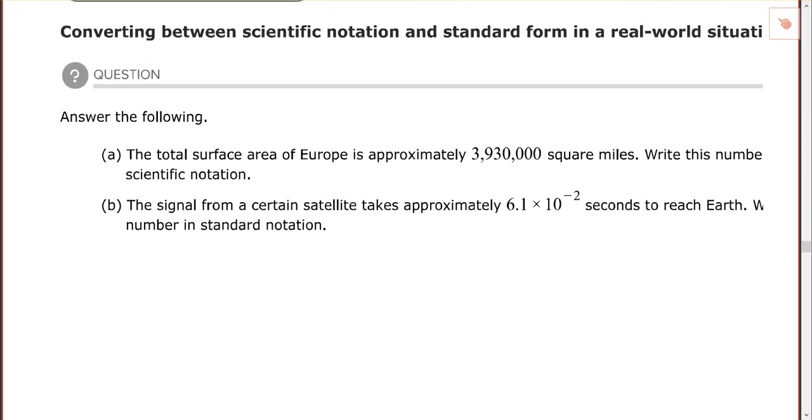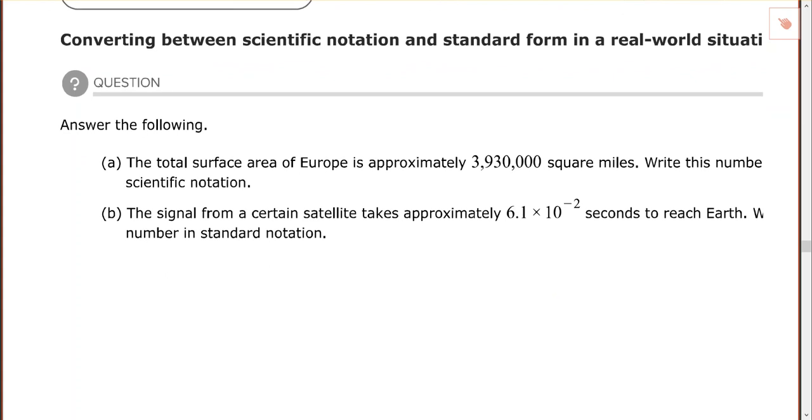All right, so application problem, converting between scientific notation and standard notation in a real world situation. So it says the total, and you may want to pause it if you want to write these down. So the total surface area of Europe is approximately 3,930,000 square miles. Write this number in scientific notation. So that's a big number. So we know that when we write it in scientific notation, we'll have a positive exponent.